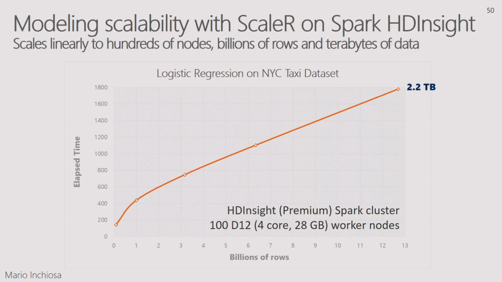Okay, so here are a couple of things that are worth mentioning. In some work that has been done by one of my colleagues, he has shown that the RxLogit function in particular scales fairly linearly in the Spark compute context. He has taken billions of rows in a fairly large 100-node cluster, and he has shown that up to 2 terabytes of data, the modeling is quite linear. Right? So that was a good observation.